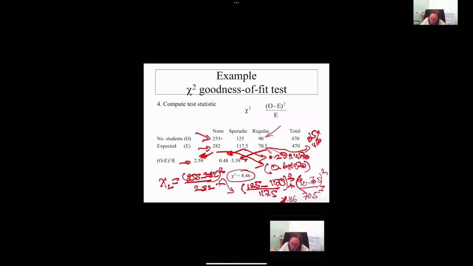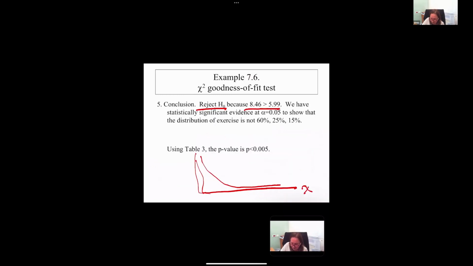So the way this is here, forget about that line. I know it's not clear. So the chi-square is 255 minus 282 squared over 282, plus 125 minus 117.5 squared over 117.5, plus 90 minus 70.5 squared over 70.5. All this gives me 8.46. So if I see it on the chi-square, here is 5.99, which is the chi-square with 0.05 probability. So this is 0 to 1. If I get a value here, which is 8.46, what would that mean?